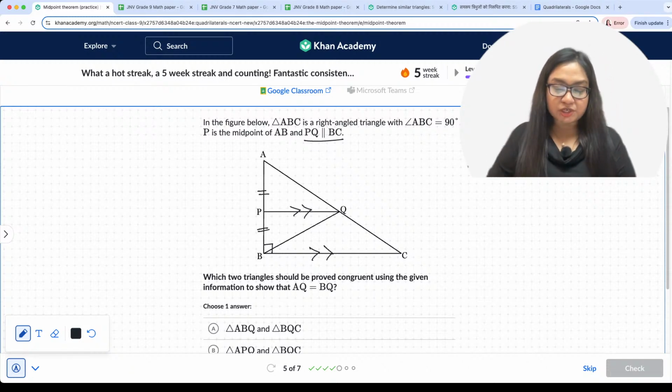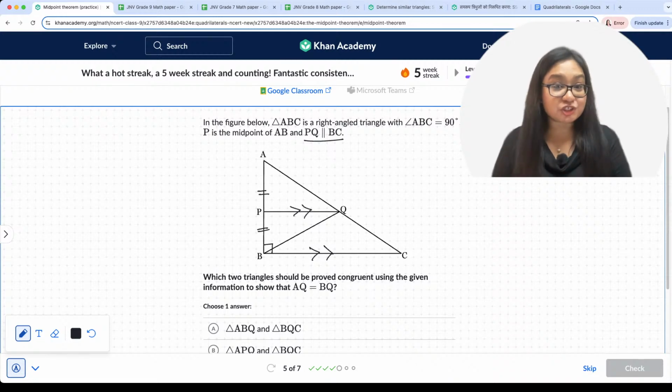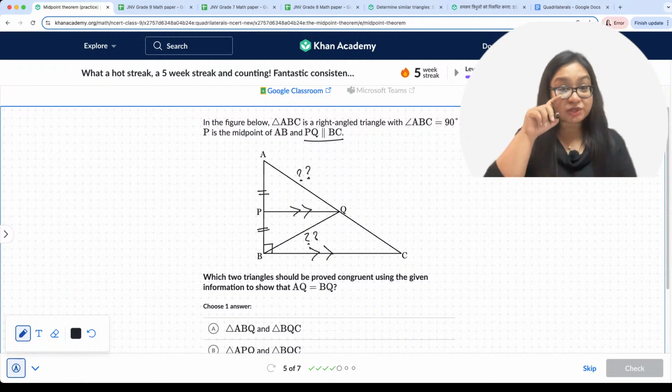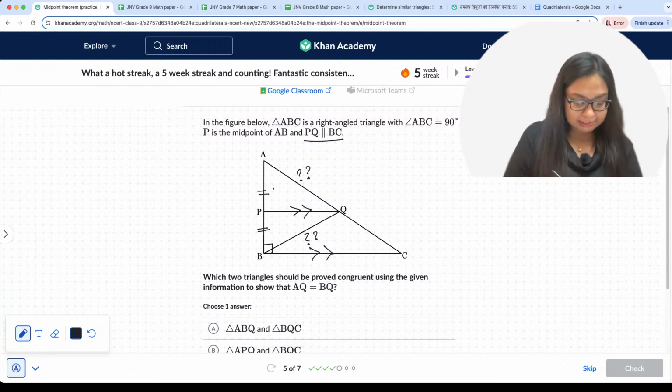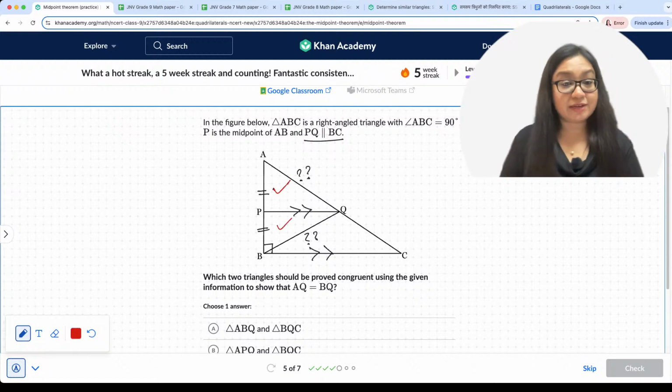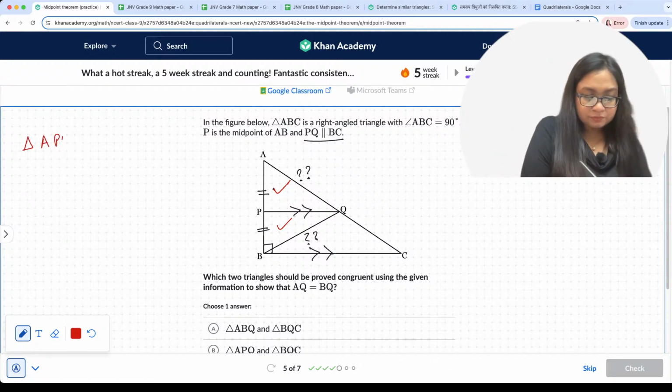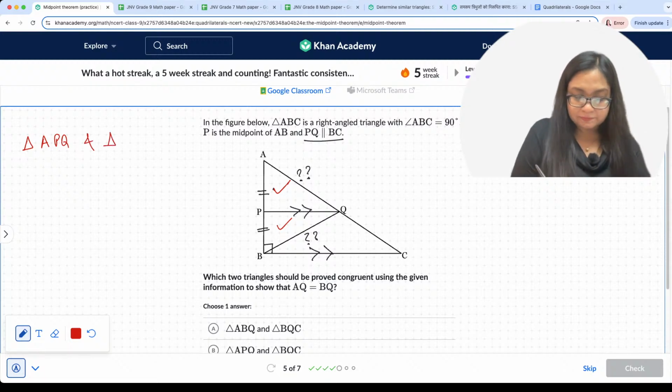Now, which two triangles should be proved congruent using the given information to show AQ equal to BQ? We have to show AQ equal to BQ. So, which two triangles should we take? We can say that अगर इन दोनों को रिलेट करना है तो we should take these two triangles, right? Do you see that? मतलब क्या हुआ? Triangle APQ and triangle BPQ.